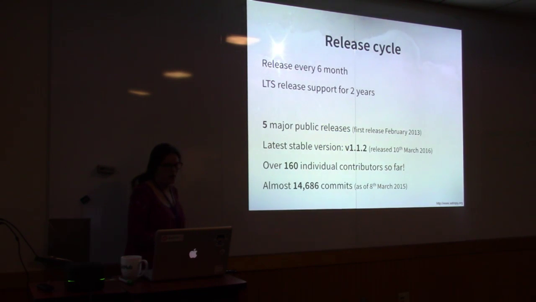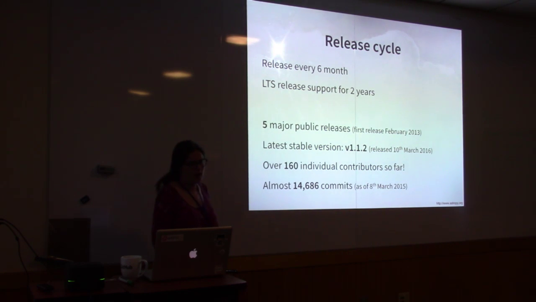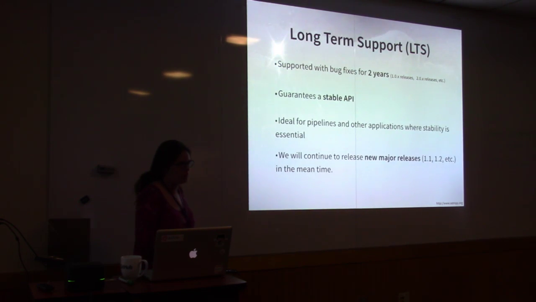And we have a release cycle plan. The aim is to have a release every 6 months, including new features. There is also a concept of having a long-term support release every 2 years. And there are bug fix releases in the meantime. There are 5 major public releases so far. The latest stable version is just a bit older than a week, which is 1.1.2, so it was a bug fix release. And as I said, there are more than 160 individual contributors so far to the package. So it's quite mature already.